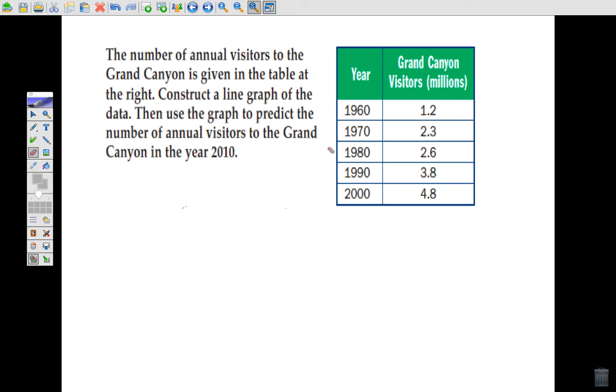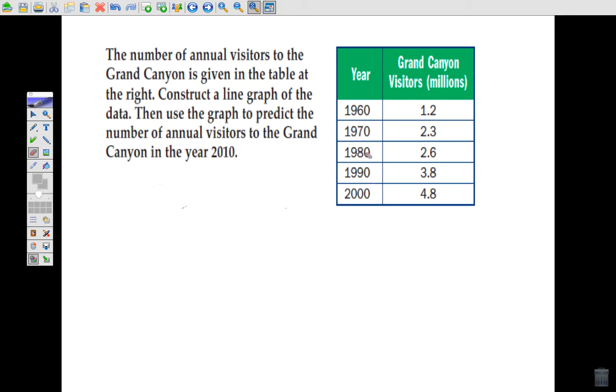So here's an example, and I'll go through it. I've made a graph, and you can go all the way from table form data to a graph. The number of annual visitors to the Grand Canyon is given in the table at the right. Construct a line graph of the data, then use the graph to predict the number of annual visitors to the Grand Canyon in the year 2010. This is older data, and we're already past that. But anyway, year versus visitors.